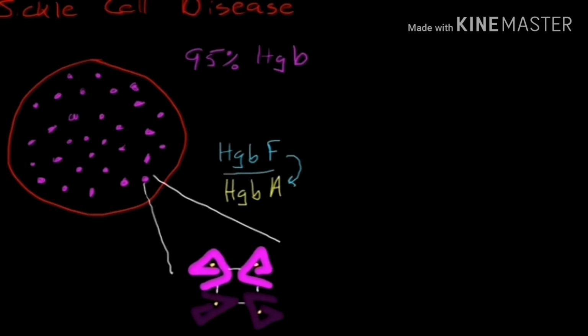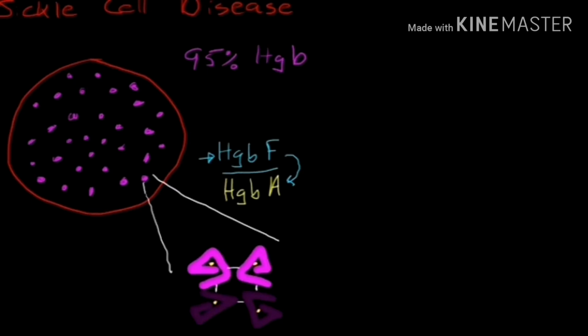Hemoglobin F becomes important when we talk about treatments for sickle cell disease, because one of the treatments involves increasing the concentration of hemoglobin F and replacing some of hemoglobin A with hemoglobin F using a medication called hydroxyurea. We'll talk about that a little bit more. But I want to talk more about what hemoglobin A is.